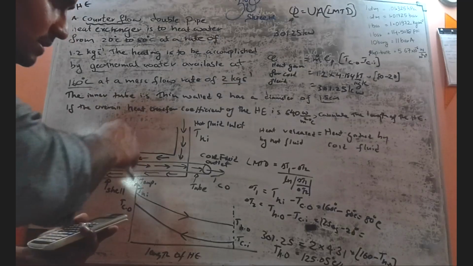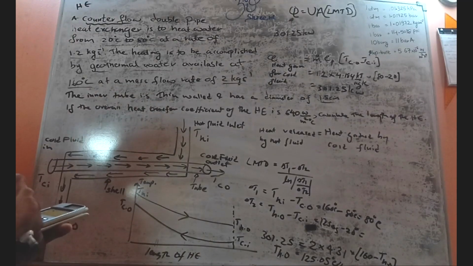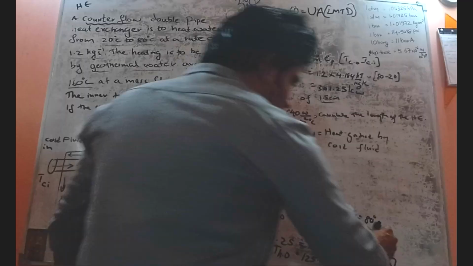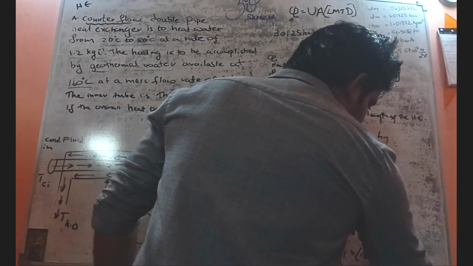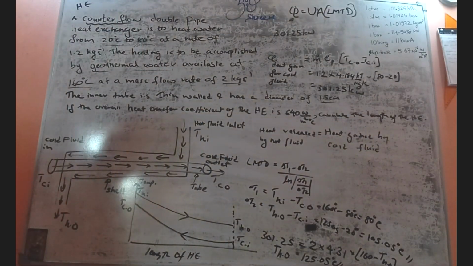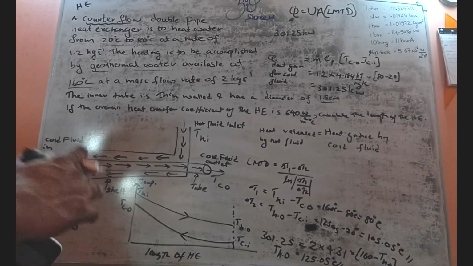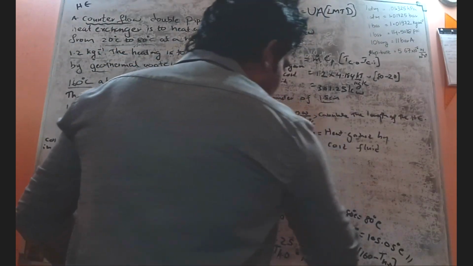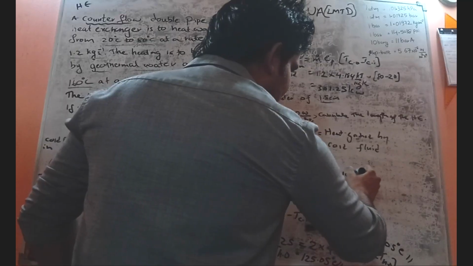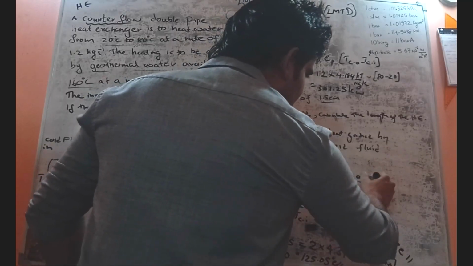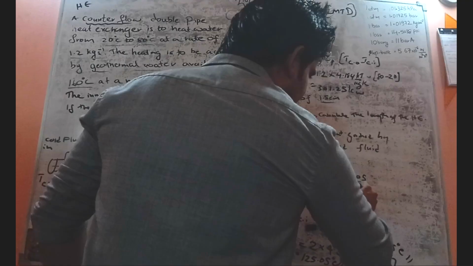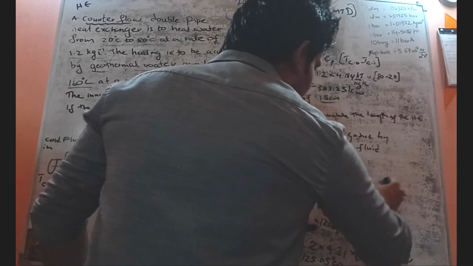Now we can find what is delta T2. What is that? 105.05 degrees Celsius. So now we can calculate this one. What is delta T1? 80 minus 105.05, and ln 80 divided by 105.05.